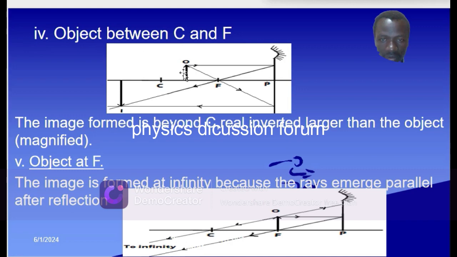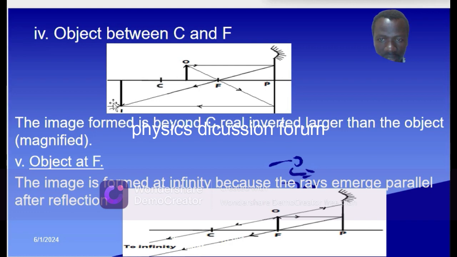Object between C and F. Yes, I said it is the opposite of object placed beyond C. So you can see it using two rays: a ray close and parallel, and a ray through F. Remember, a ray must come from the head of the object. So it is reflected close and parallel. Then the image is formed here.